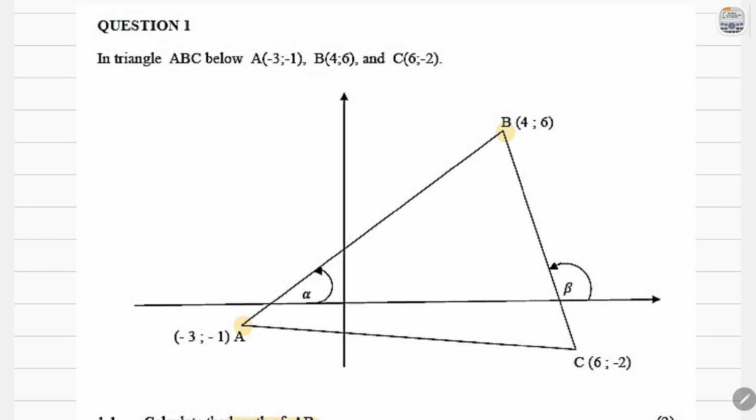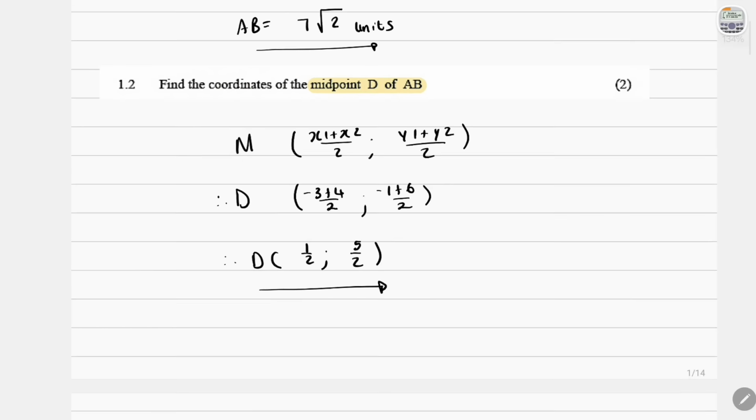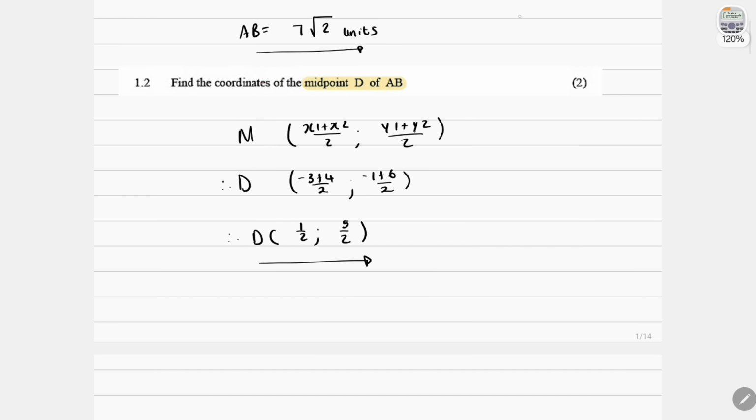And then -1 plus 6 over 2. So that's -1 plus 6 divided by 2. And finally, D is, if we say -3 plus 4, that is 1, divided by 2 is just 1 over 2. And then 6 minus 1 is 5, so this is just 5 over 2. And that is the midpoint of AB. Moving on to the next question.